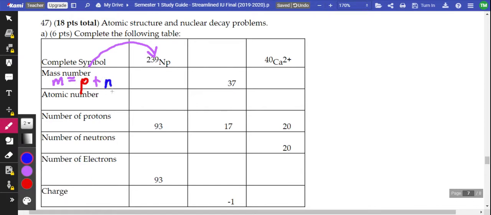Now, the number of protons is pretty easy, because as long as we know the element, we can go look it up on the periodic table. And the big number in the top left or the top middle of the periodic table for that element is the atomic number, and it's the number of protons.